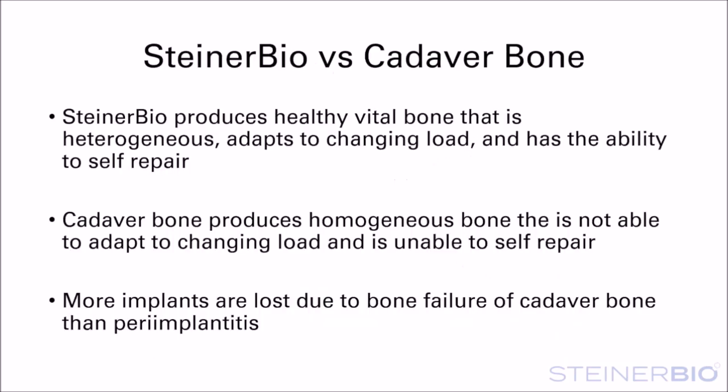So let's compare Steiner Bio bone grafts to cadaver bone grafts. Steiner Bio produces healthy, vital bone that is heterogeneous, adapts to changing load, and has the ability to self-repair. Cadaver bone graft produces homogeneous bone that is not able to adapt to changing load and is unable to self-repair. More implants are lost due to bone failure of cadaver bone than peri-implantitis.